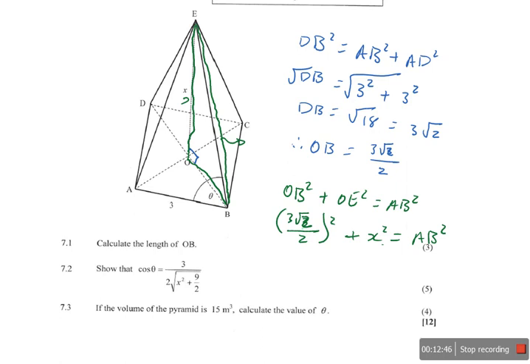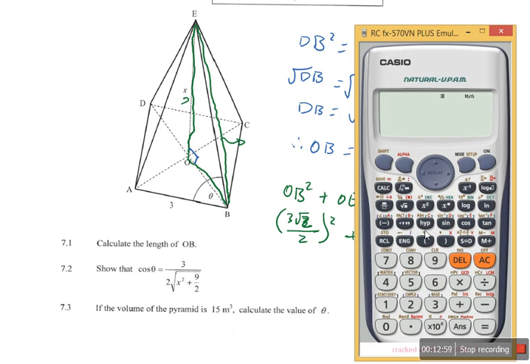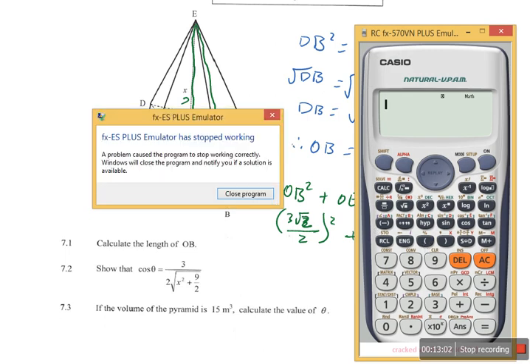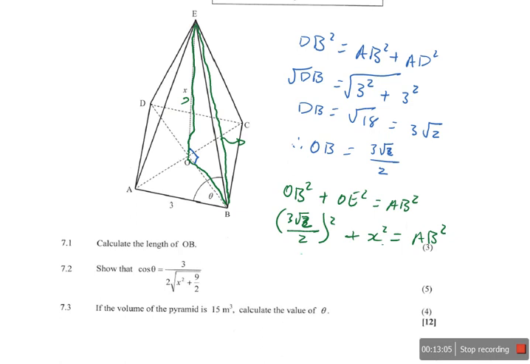If we punch this in, we will get 9/2. Let's punch it and see if my calculator still likes me. So we will get 9/2. So it's going to be 9/2 plus x squared, which is equal to AB squared. So AB will just be the square root of 9/2 plus x squared. That's our answer so far.